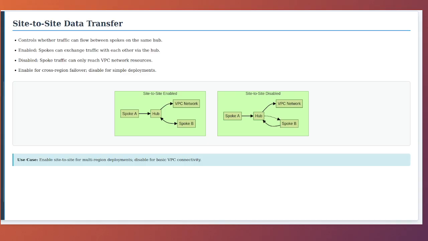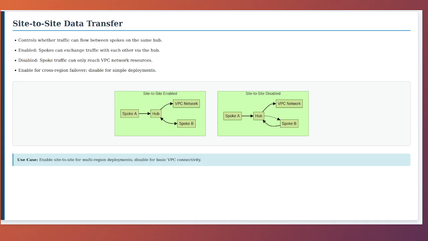true. Let me walk through the site-to-site data transfer diagram. The diagram shows two scenarios. In the first scenario, site-to-site data transfer is disabled. Spoke A connects to the hub, but traffic from Spoke A can only reach the VPC network, shown by the arrow from Spoke A, through hub to VPC network. There is no path to Spoke B.